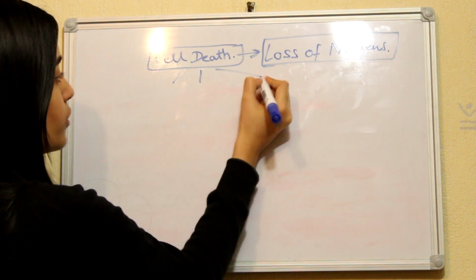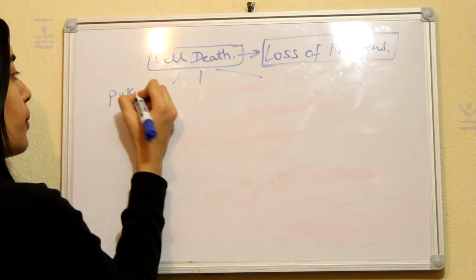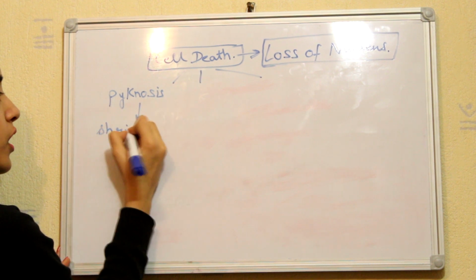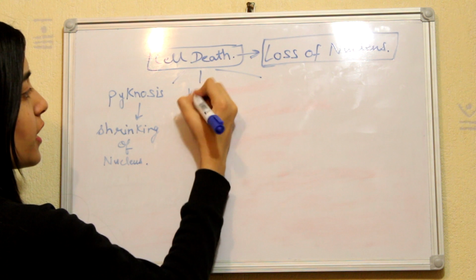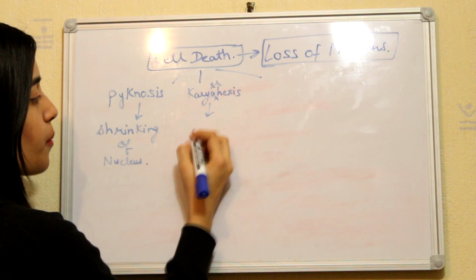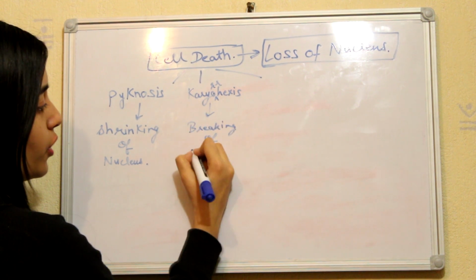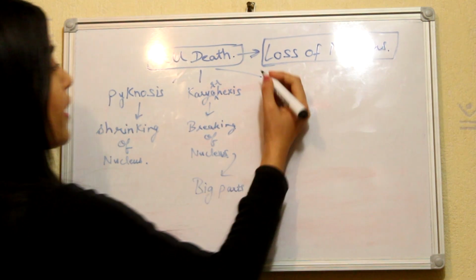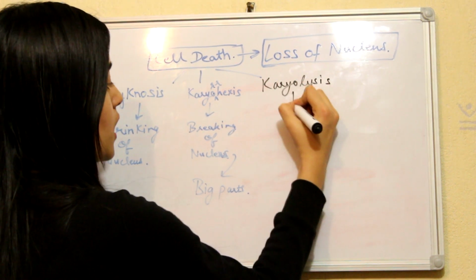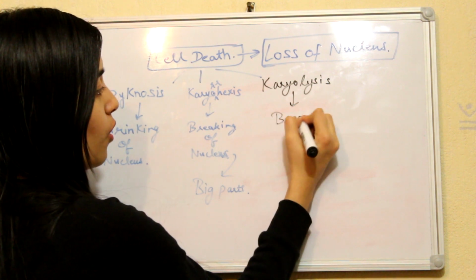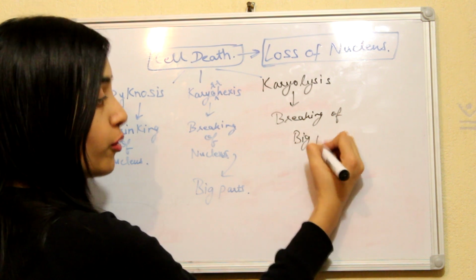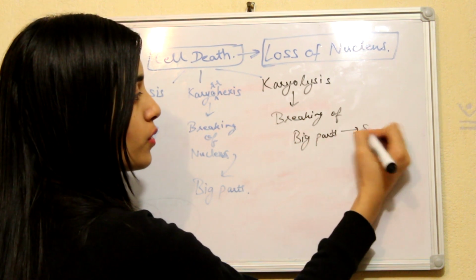It can be of three types. First is pycnosis, which means shrinking of nucleus. Second is karyorrhexis, which means breaking of nucleus into big parts. And last is karyolysis. In this, there is breaking of these big parts of nucleus into smaller ones.